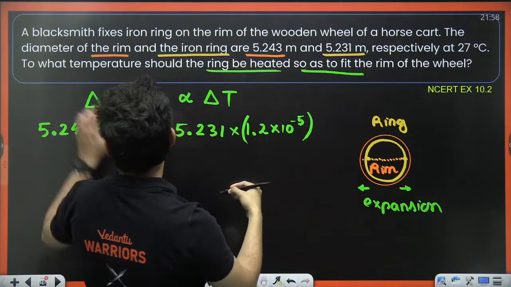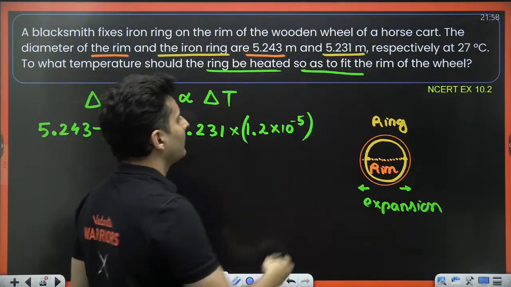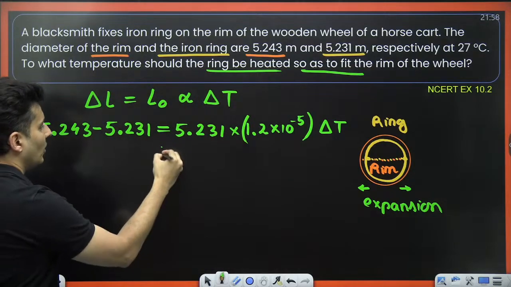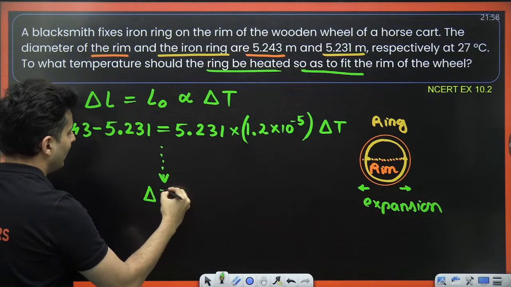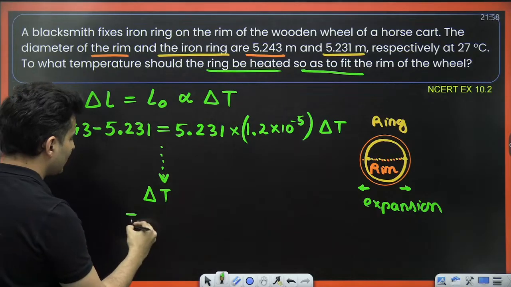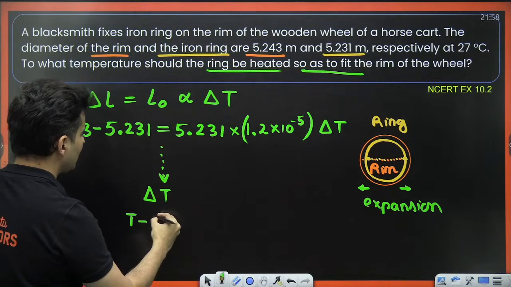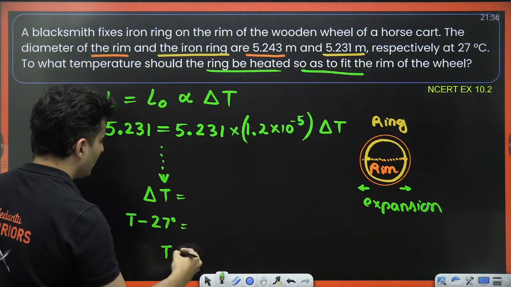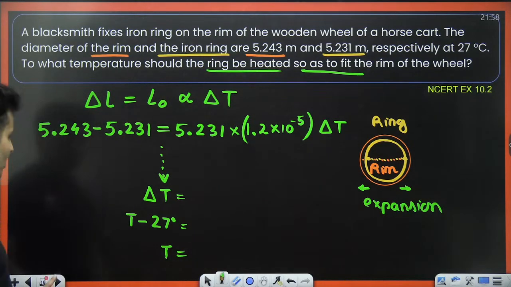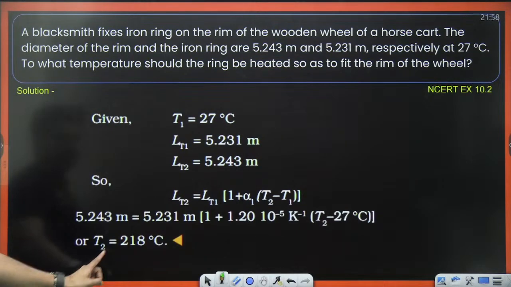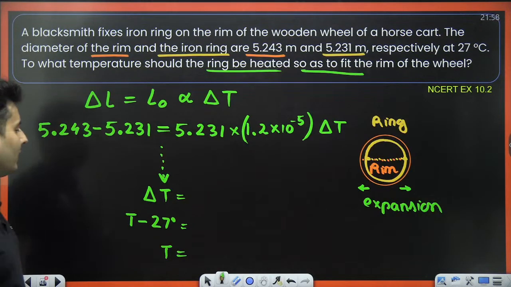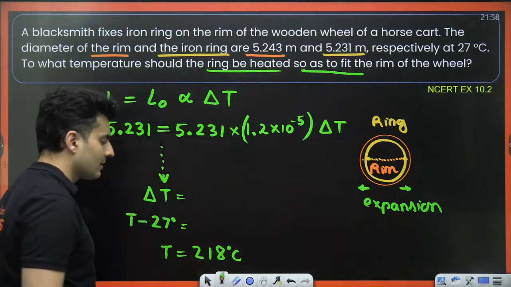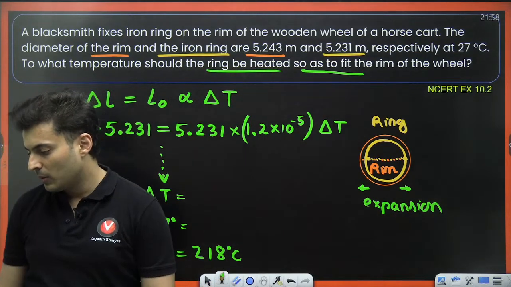The whole thing into delta T. Solve this. You will get the value of delta T. But remember, delta T is final temperature minus initial temperature, which is 27 degrees Celsius. Solving this, you will get the final temperature. I think I put up the calculations over here. You get it as 218 degrees Celsius. Is that very clear, my dear warriors?